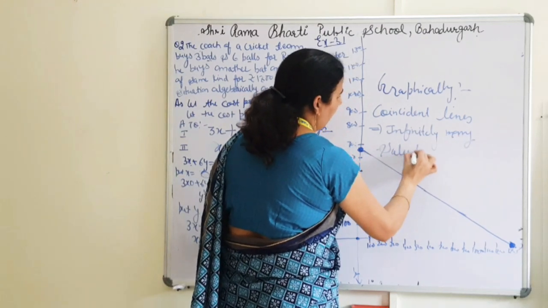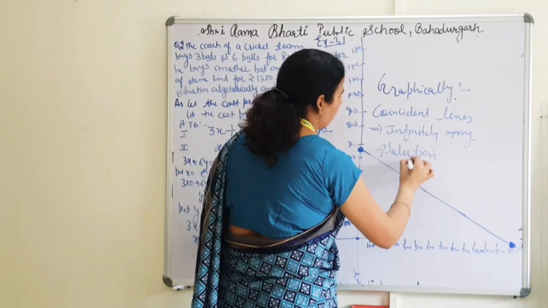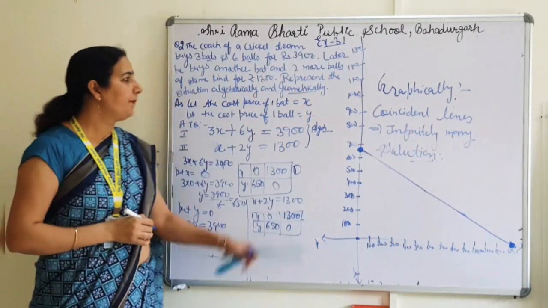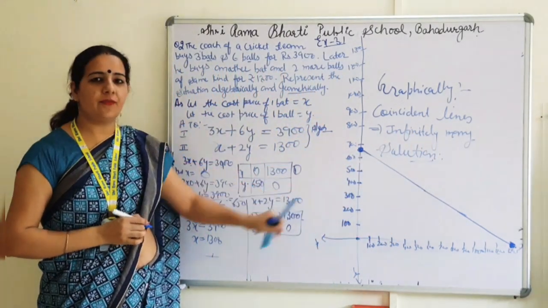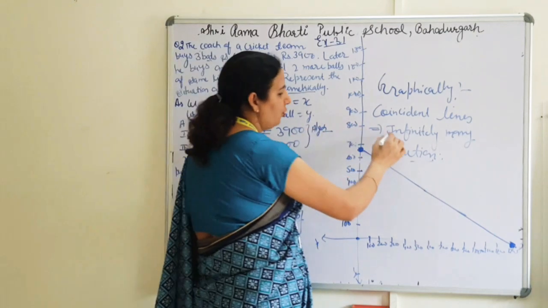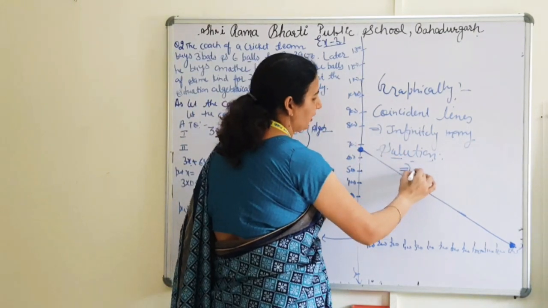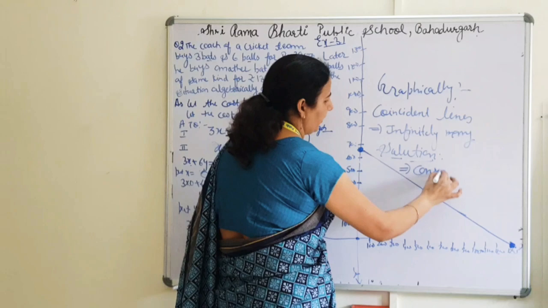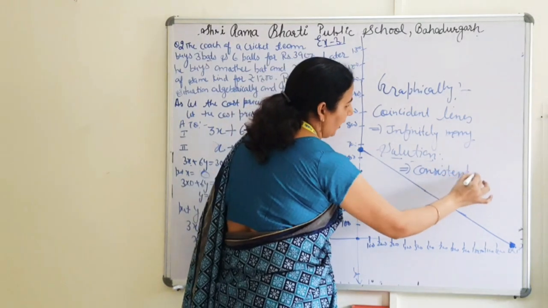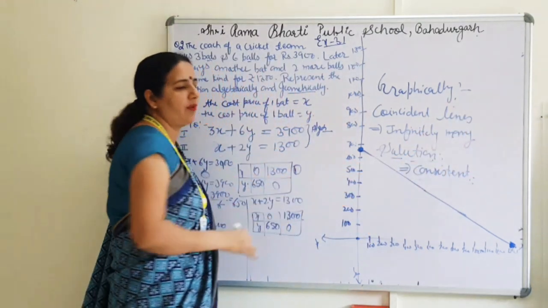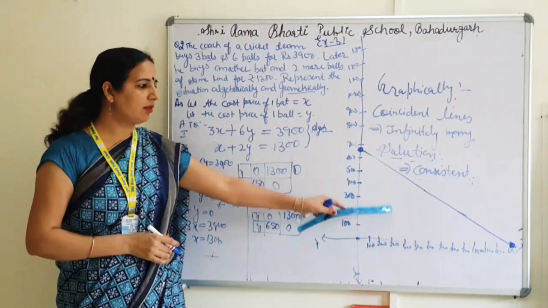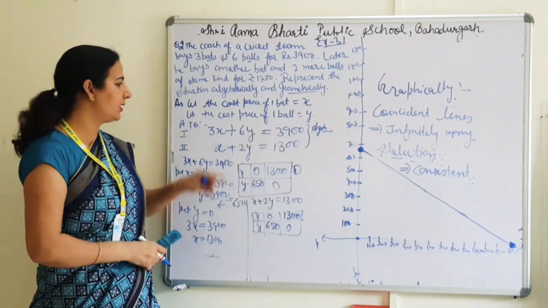So this is all about the geometrical representation, or we can say the graphical representation. When the system has infinitely many solutions, the system will be consistent. We can answer all these types of questions. So this is all about the graphical representation.